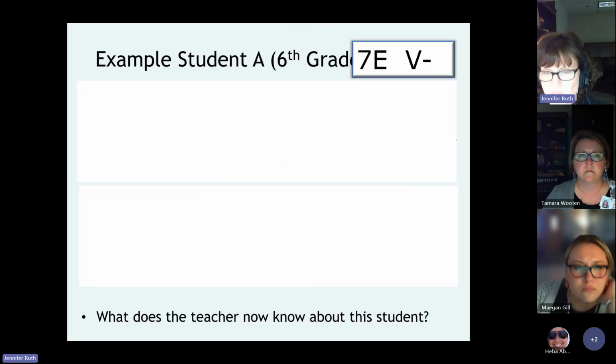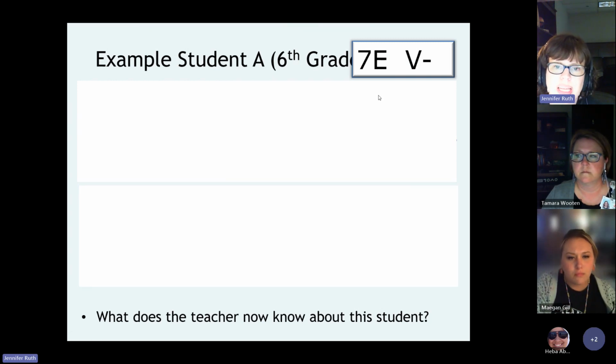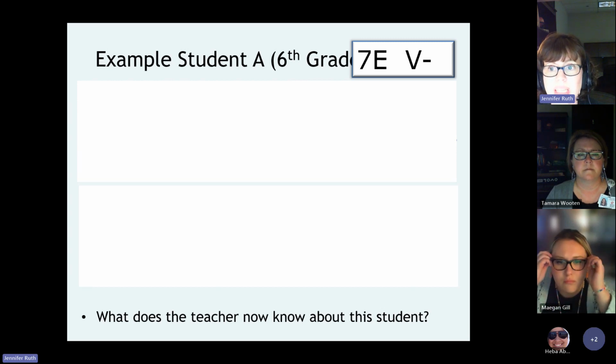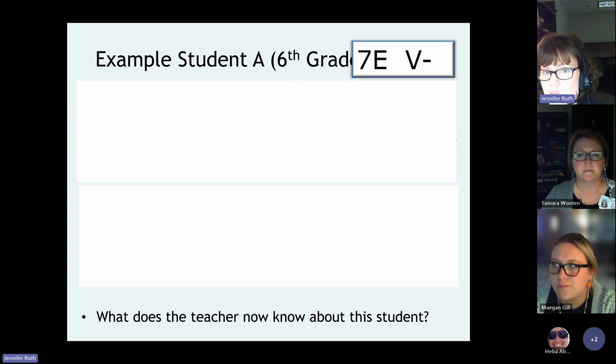So here's an example of a student. So this student is a 6th grader. And this student has a CogAT profile of a 7E with a V minus. So the 7 tells you this is an above average cognitive ability student. The E tells you this student has an extreme strength or weakness. In this case, it's a weakness and it's in the verbal domain. So think about for a moment what you think this student's MAP scores and STAR scores would look like, knowing their cognitive ability.